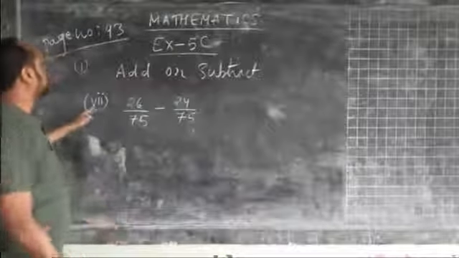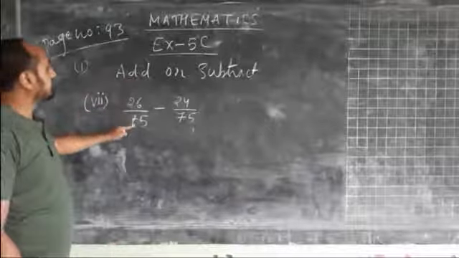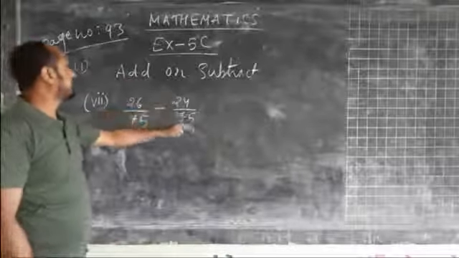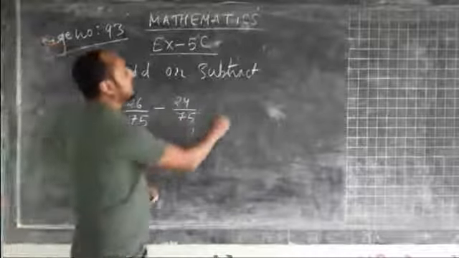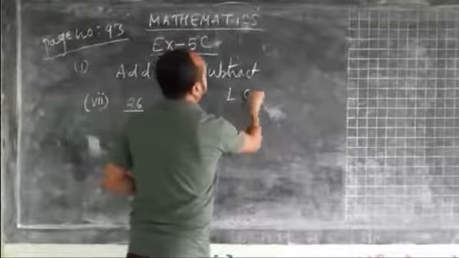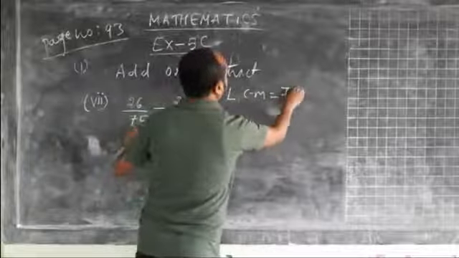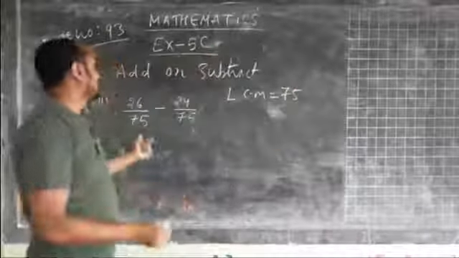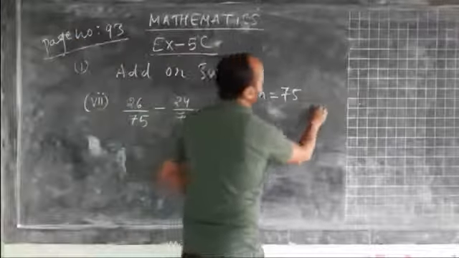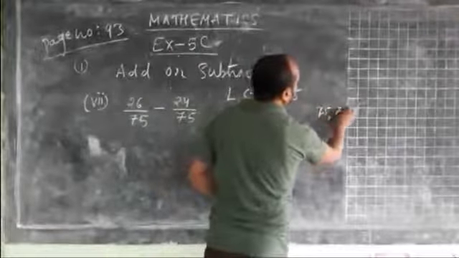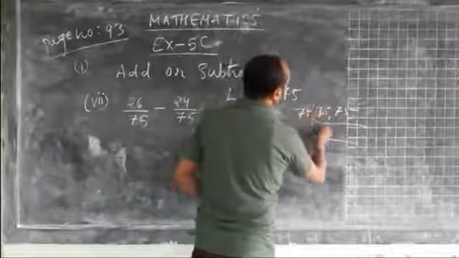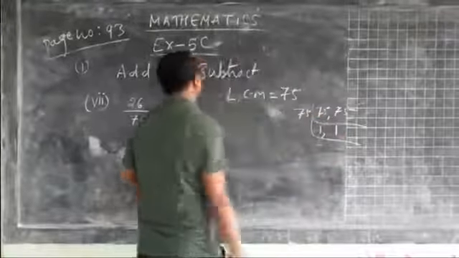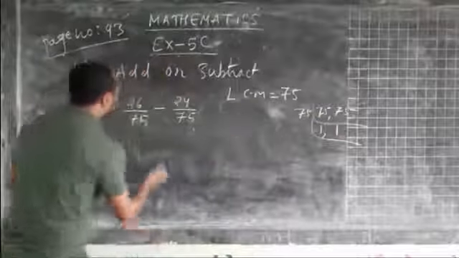Now next question number 7 we have 26 by 75 minus 24 by 75. Here both the denominators are same, so LCM will be equal to 75. As we have done in the previous sums, we can see that here 75, 75. If you take LCM, 75 ones are 75, 75 ones are 75. So LCM will be 75.